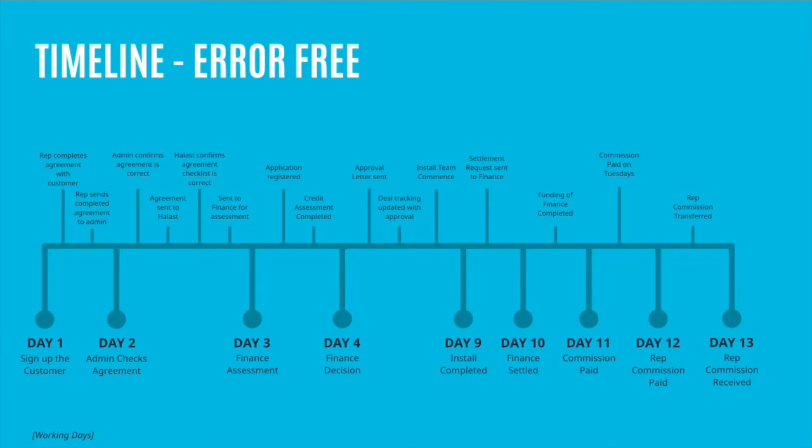What we have here is a typical timeline of all the steps involved from you completing the agreement with the customer to receiving your commission. The first thing to notice is that the average time from new agreement to your commission being received is around 13 working days. So let's explore this a little bit more closely.